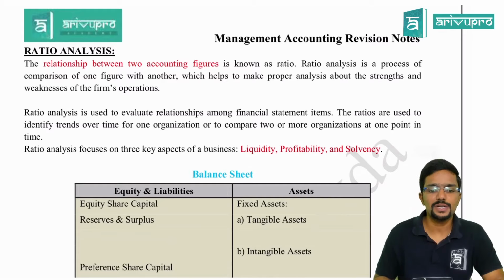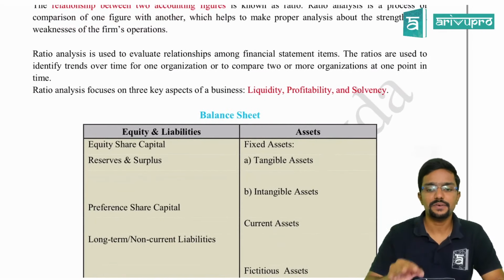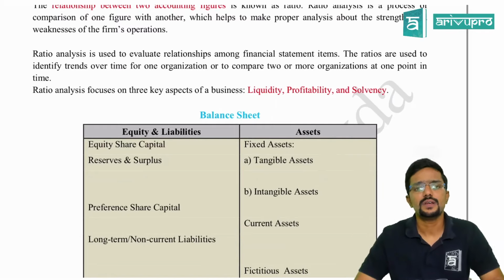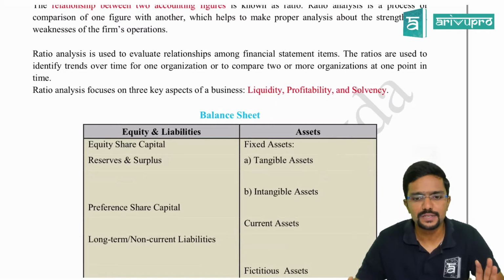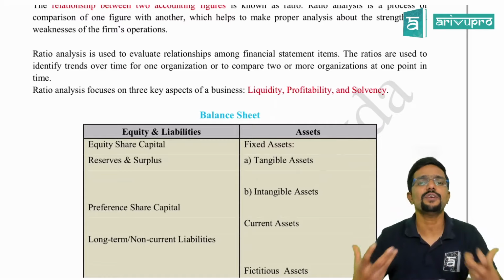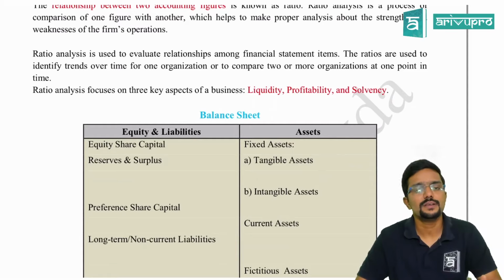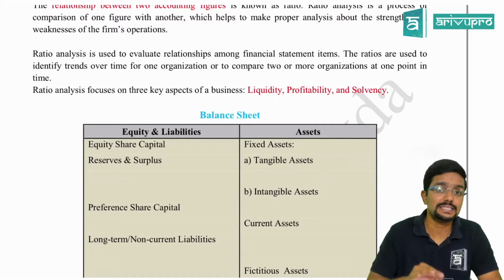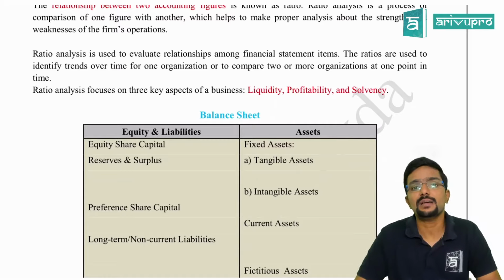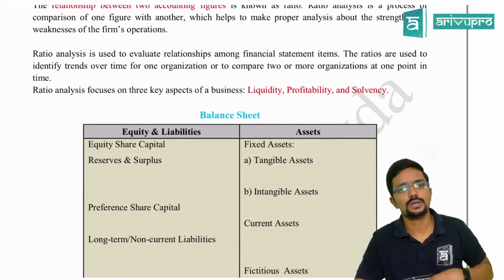Clear? So ratio analysis focuses on three key factors of the business. They are liquidity, profitability, and solvency. Liquidity means the company has enough cash to pay their liabilities. Profitability means what is the profit the company is earning on their investment. Next, coming to solvency. Solvency is whether the company's assets are enough to pay the liabilities of the company. It can be calculated for both short term as well as long term.